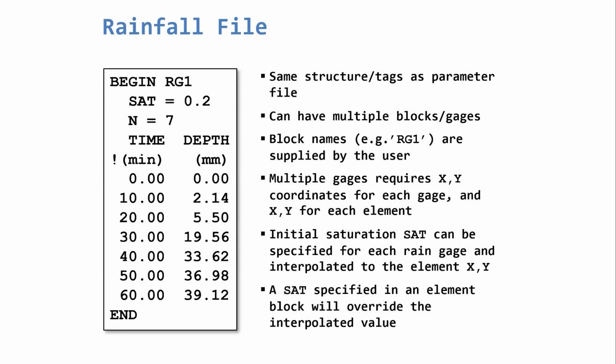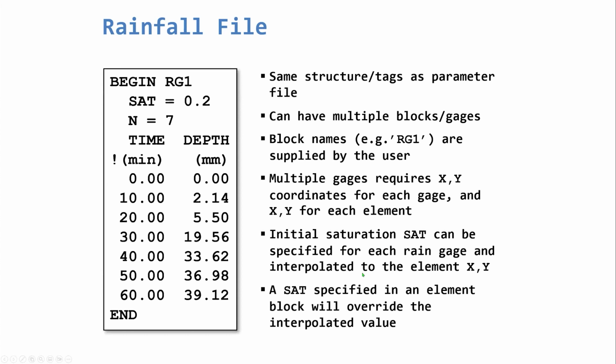So the rainfall file has the same structure and tags as the parameter file. You can have multiple rain gauges or blocks. Block names are again supplied by the user: rain gauge 1, 2, etc. Now, multiple gauges require an XY coordinate for the location of each gauge, and this can be in any coordinate system as long as they're in a consistent projection. And again, if you have more than one rain gauge, AGWA does this for you.